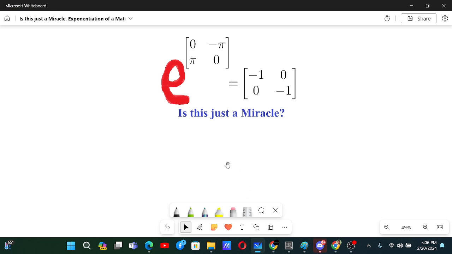Is this just a miracle? So basically, here you can see that we are raising some matrix to the power of e, and it gives a nice matrix. Basically, the matrix in the power is irrational, yeah, but the answer is a really nice rational number because this is just the negative of the identity matrix. So do you think it's a miracle or it's not?